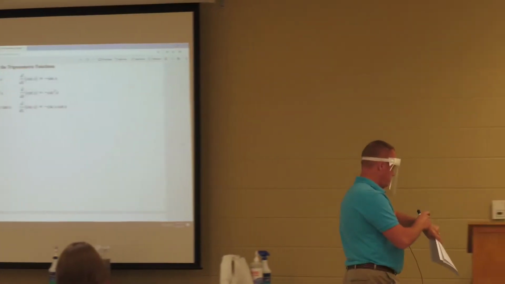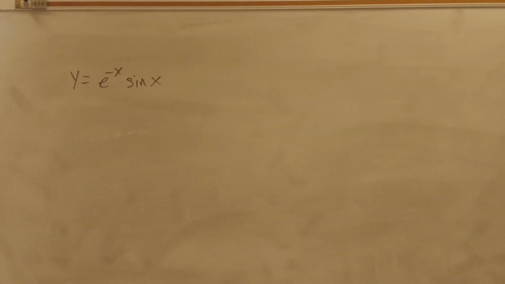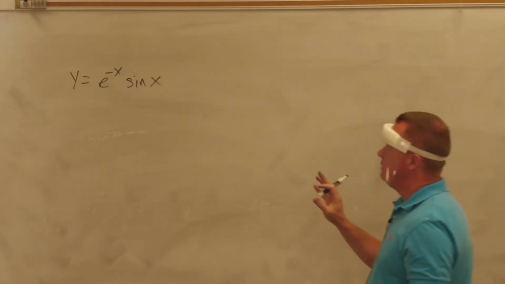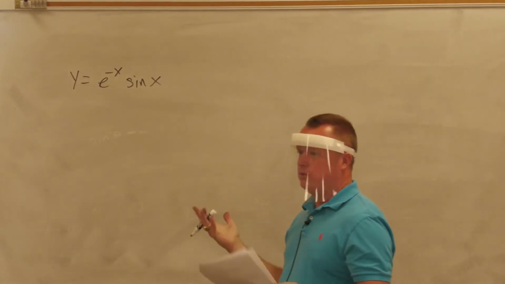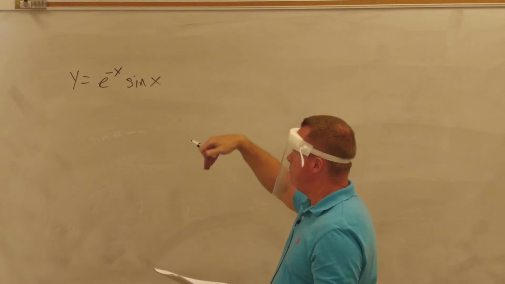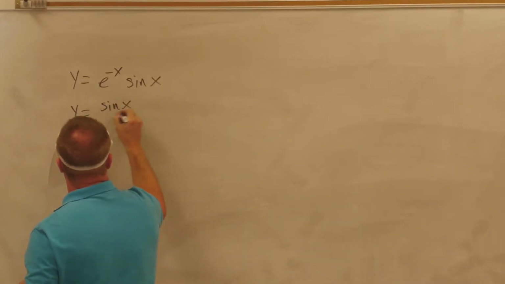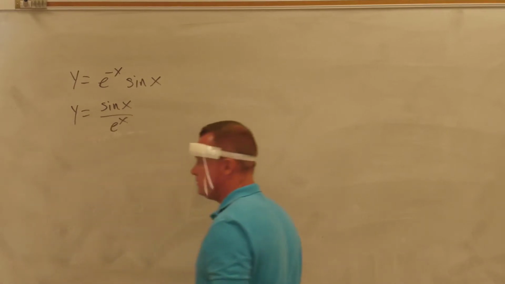All right, let's do some problems. We've got 10 minutes. So I've got y equals e to the negative x times sine x. I want to find the derivative. First, I don't know how to take the derivative of e to the negative x yet. We will really soon, but we don't know how to do that yet. So what should I do to make it where I can do the derivative? I need it to be e to the x, right? Just move it to the bottom. So this will be y equals sine x over e to the x.